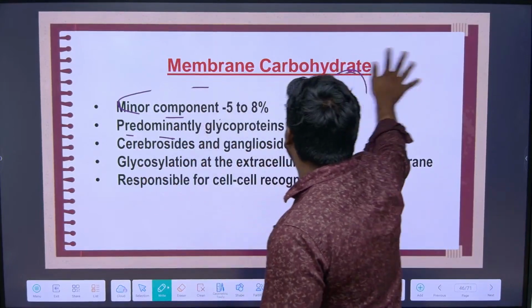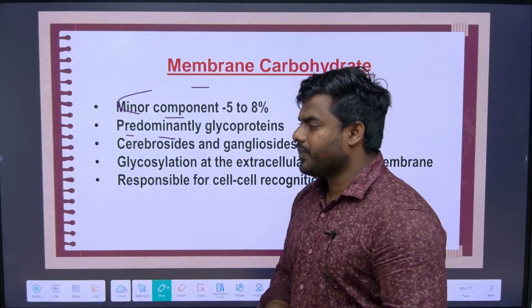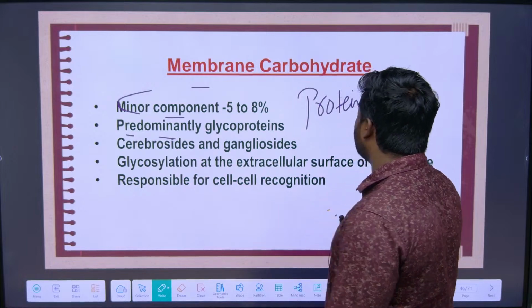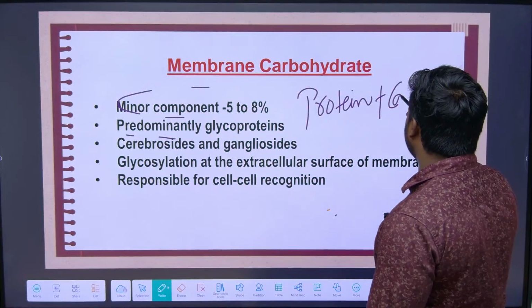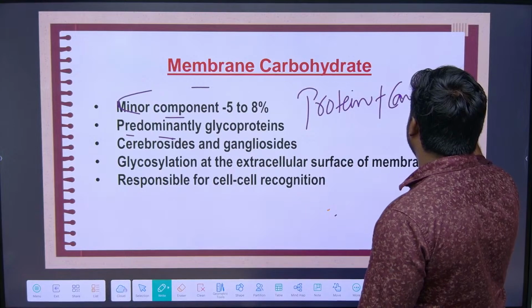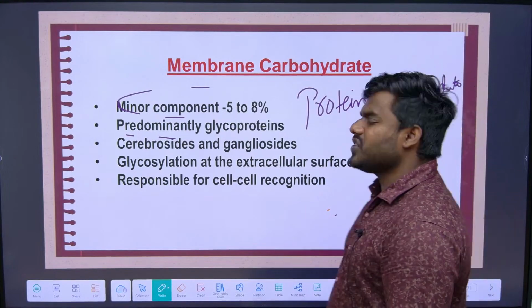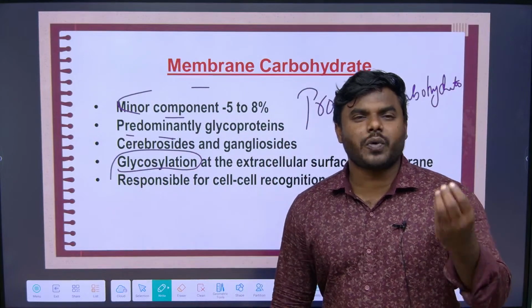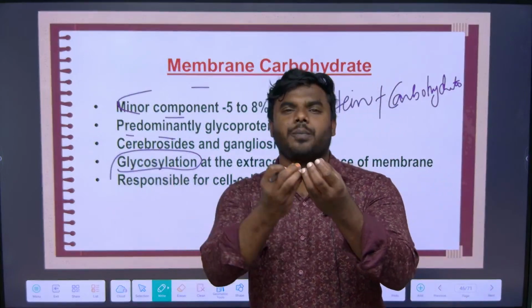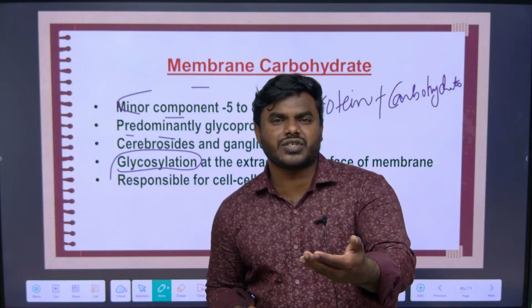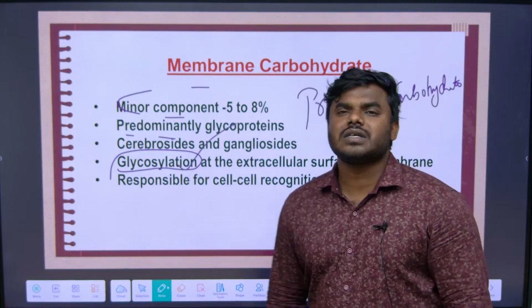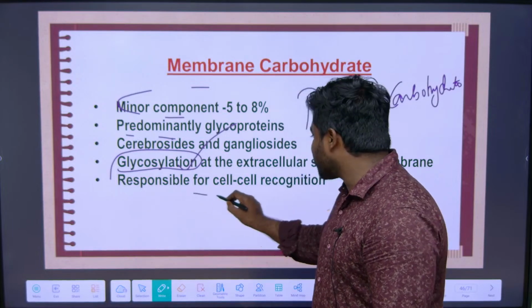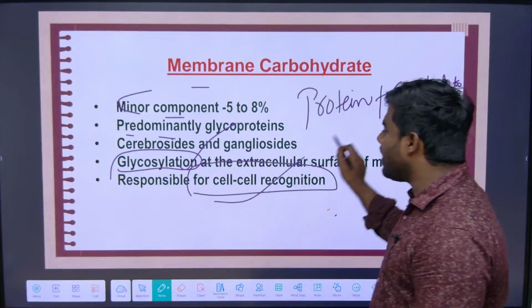Now what is this process called? Every student listen. The attachment of the protein to the carbohydrate, this process we generally call glycosylation. Glycosylation is a process of addition of sugar to the protein for cell communication. We call it glycosylation. It is extremely responsible for what purpose? It is extremely responsible for cell recognition.